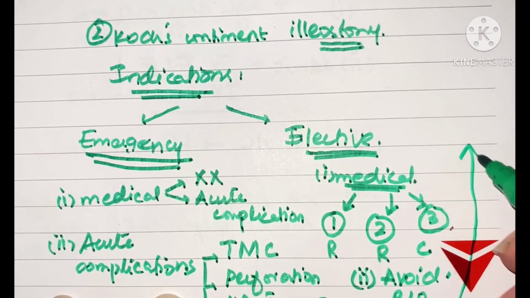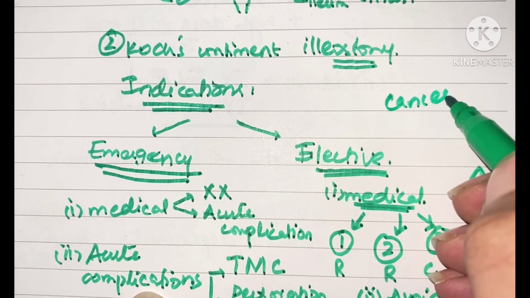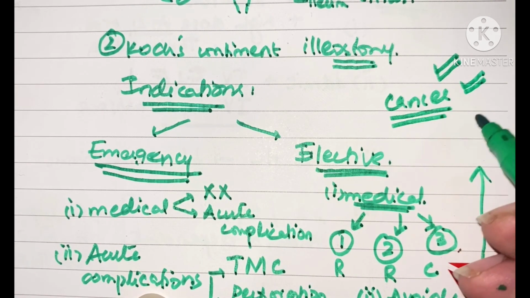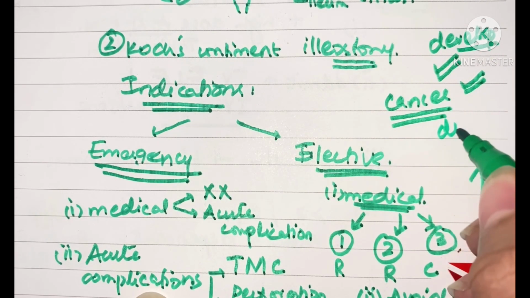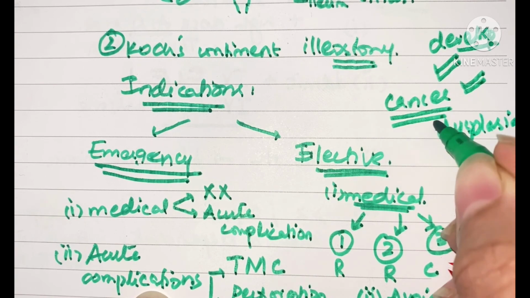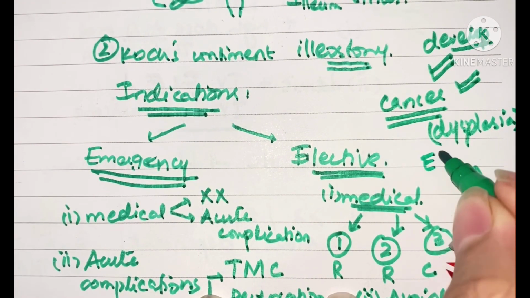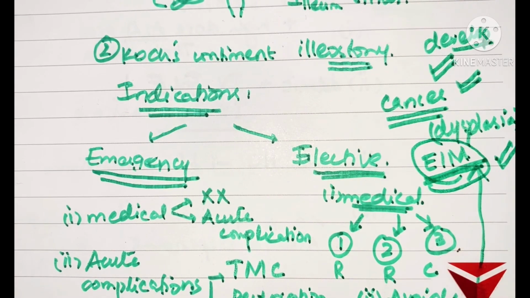Now what are the chronic complications? If the patient has developed cancer, then we go for elective colectomy, or if he has been diagnosed with dysplasia. If he has developed cancer, or if dysplasia is seen on the biopsy, then we'll go for elective colectomy. And the second complication is extraintestinal manifestation. In that case, to manage these extraintestinal manifestations, we go for elective colectomy in the patient.